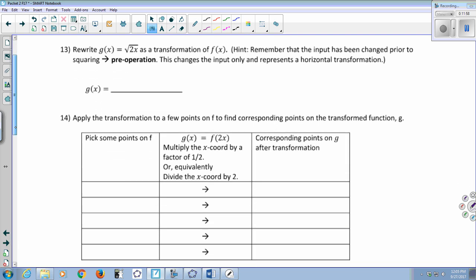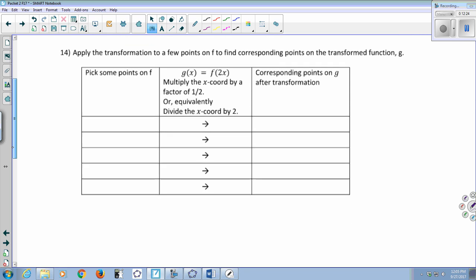All right, I want to write g of x, which is the square root of 2x, as a transformation of f. So this has been changed prior to the square rooting. So this is pre-operation. So I'm changing what's inside the square root, what's inside the parentheses. So this is f of 2x. Change what's inside. So you put the times 2 on the inside.